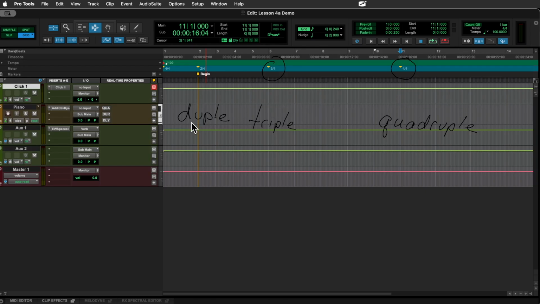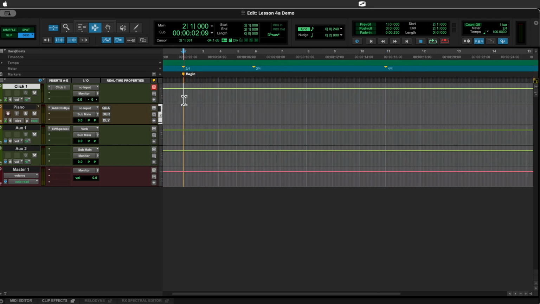In 2/4, we consider beat 1 a strong beat and beat 2 a weak beat. You can kind of hear it illustrated here in the metronome. Take a listen. 1, 2, strong, weak, strong, weak. We go to 3/4, we consider beat 1 a strong beat again, and the other two, beats 2 and 3, are weak. Listen. Strong, weak, weak, strong, weak, weak.